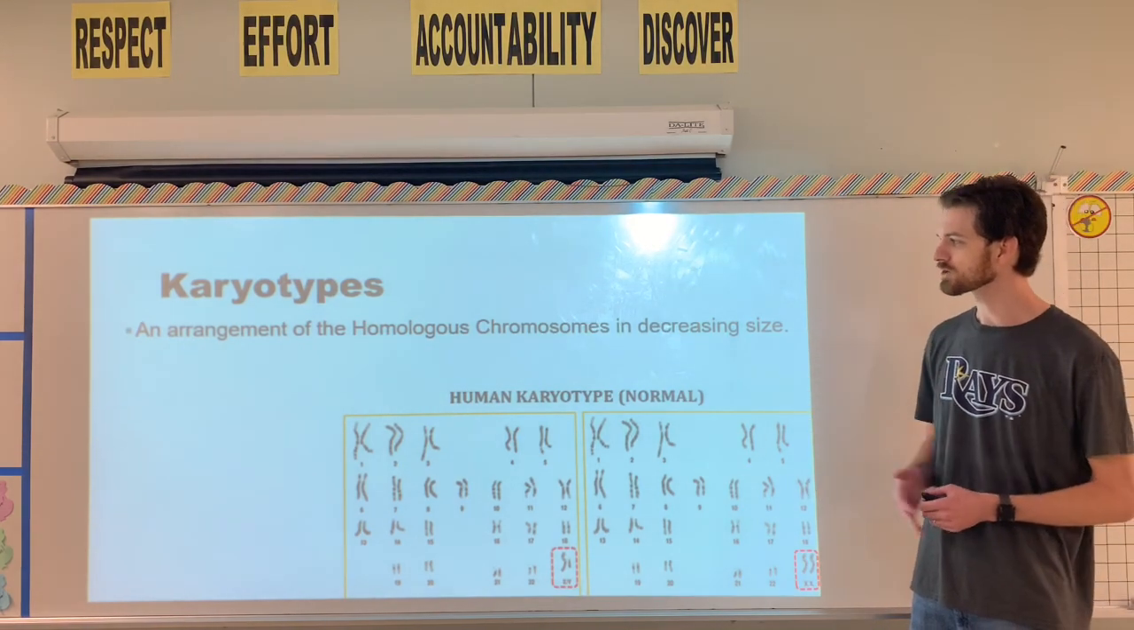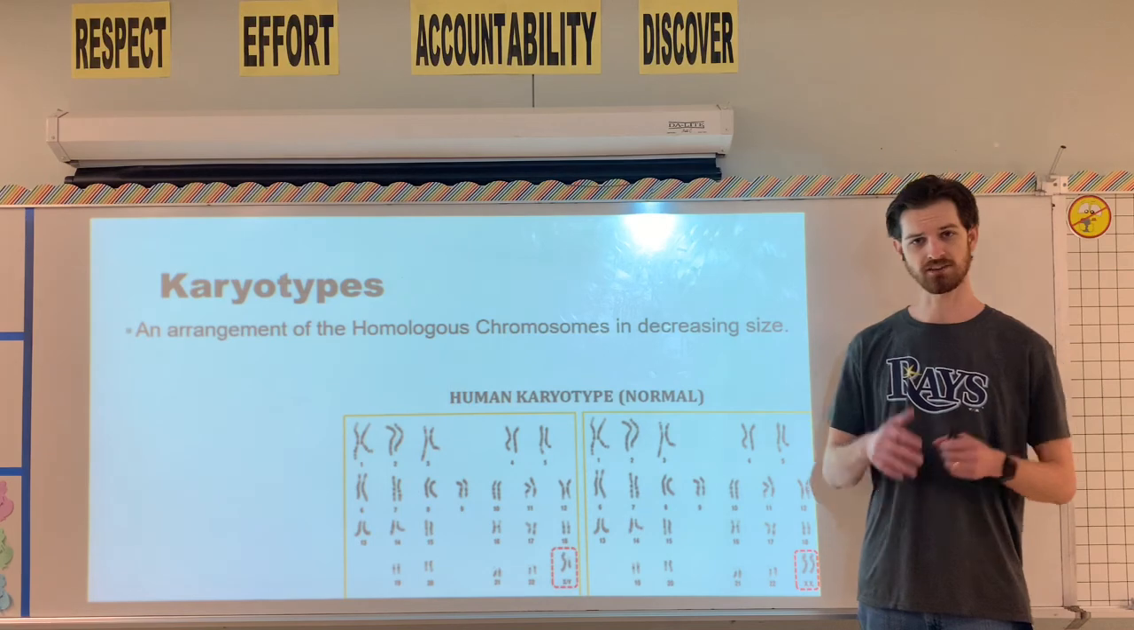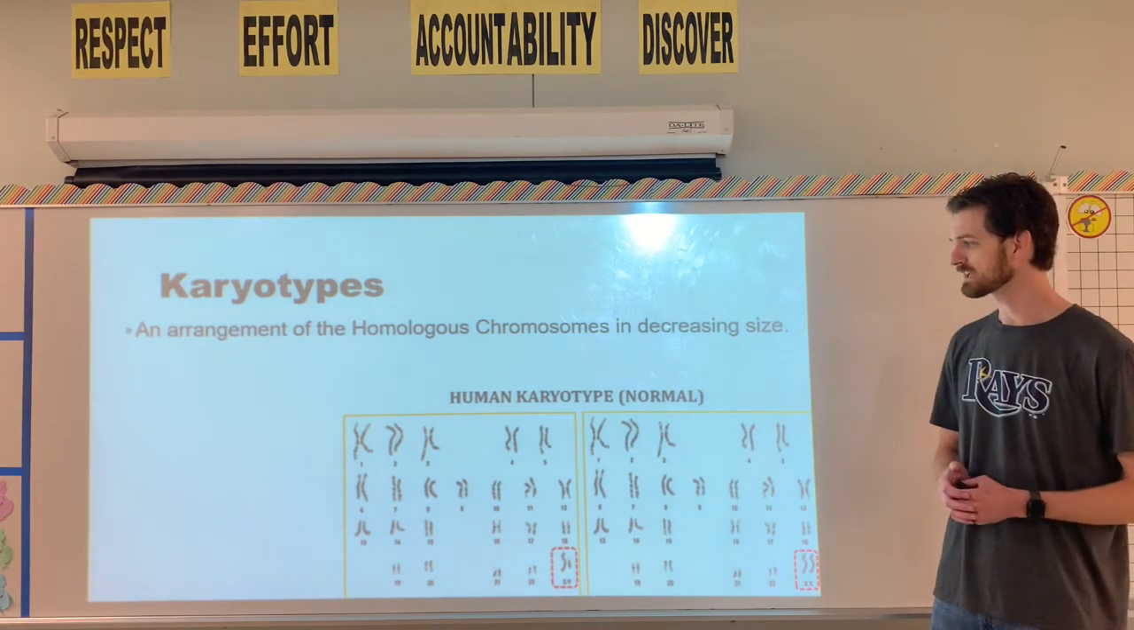So let's talk karyotypes. Karyotypes is just like a way of mapping DNA and kind of putting it out there in a chart.